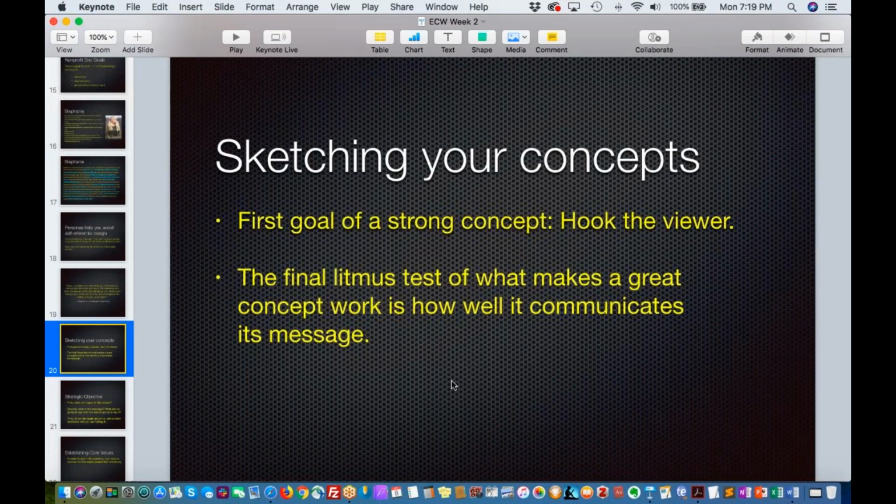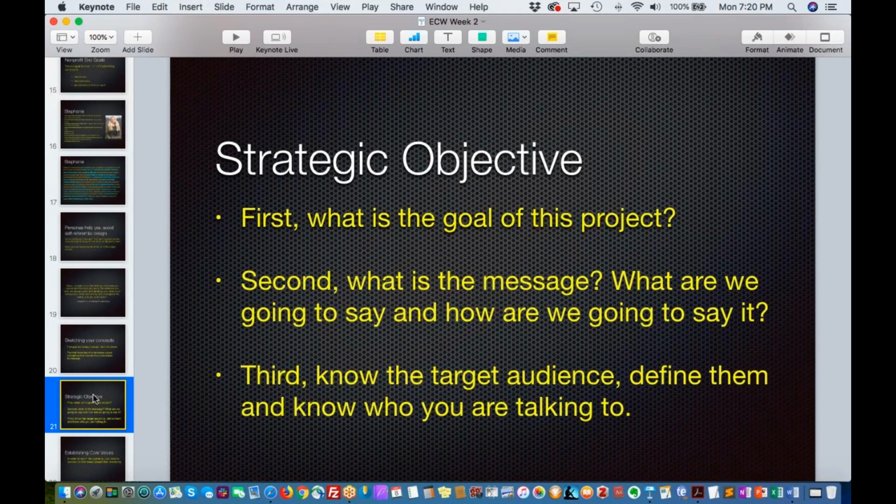So as you're sketching, you want to think about what makes a great concept. How does it communicate its message? Because everything goes back to how well your message is communicated to that target audience. And that's how you get them to react to your call to action.